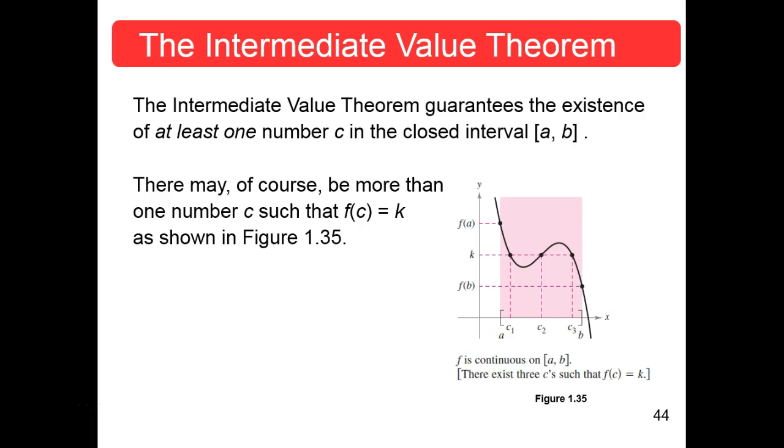The intermediate value theorem guarantees the existence of at least one number c on the interval a to b. There may, of course, be more than one number for which that would be true. So if this is f of a up here, and there's f of b down there, here's a and b, and here's your function. At any value k, that could have been 1, 2, 3, or more values. There's at least one. And then with a straight line, one and only one. So if f is continuous on a to b, with this one there are at least 3 c's such that f of c is equal to k. Here, exactly 3 c's.